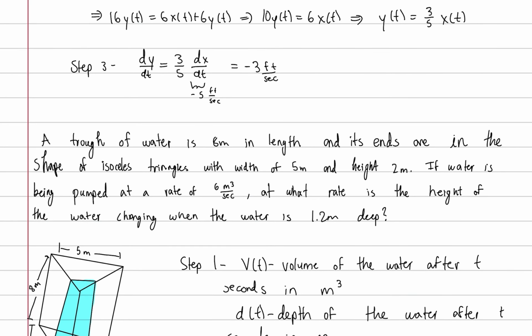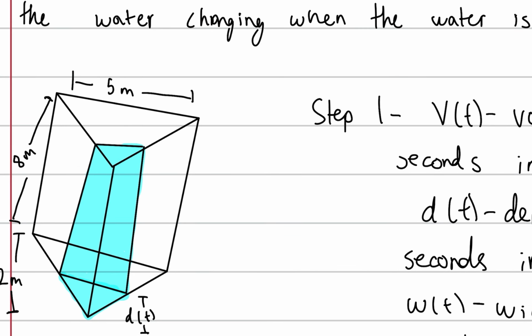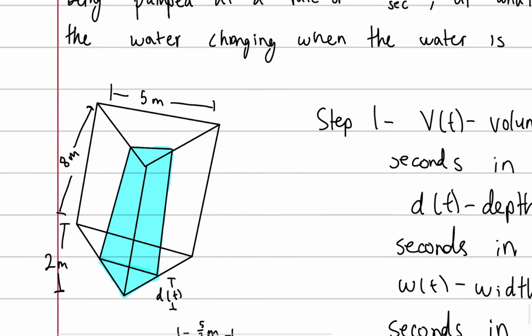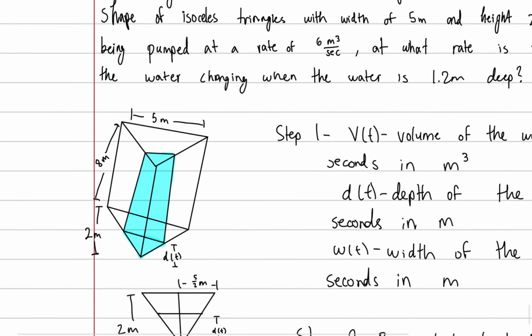A trough of water is 8 meters in length. All right, so we're imagining maybe something 8 meters long, and its ends are in the shape of isosceles triangles with a width of 5 meters and a height of 2 meters. Okay, so we have a trough of water 8 meters long with isosceles triangles at its ends. And we're going to write out all this information.